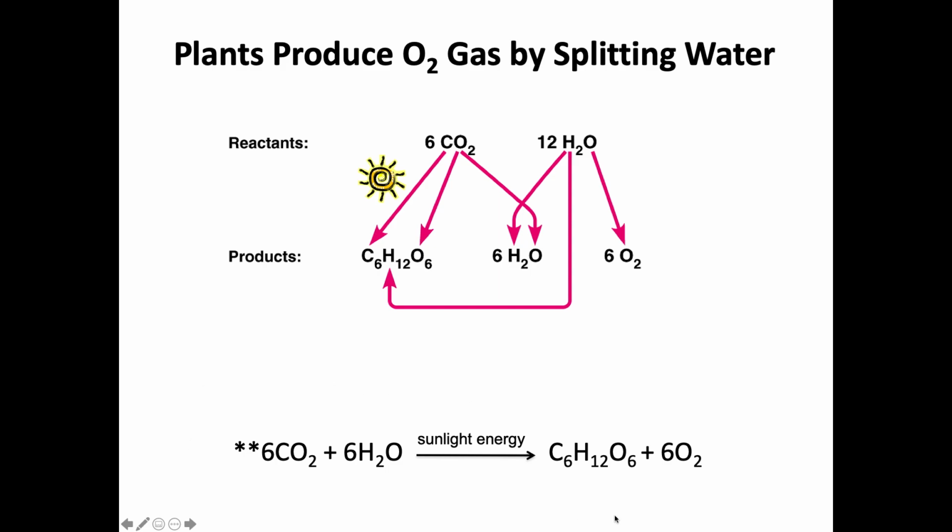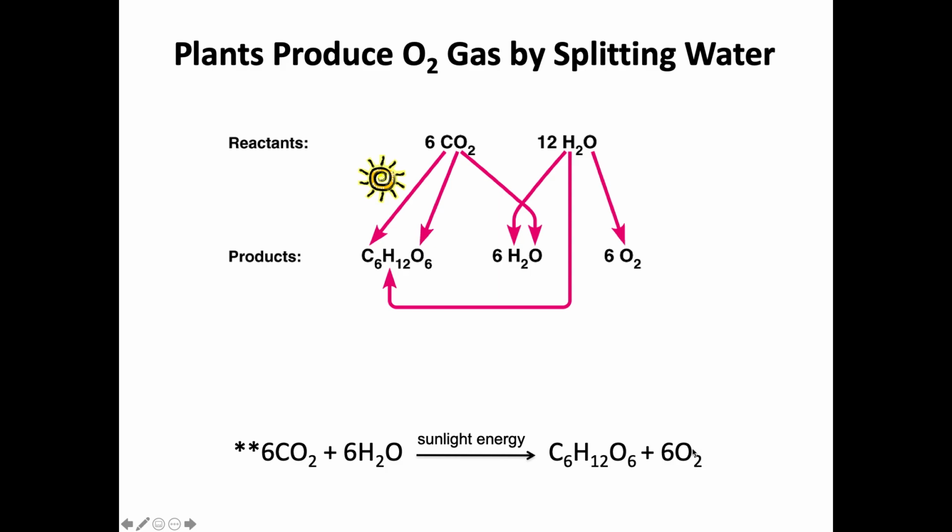This is a very important equation. If you remember the equation for cellular respiration, this is kind of the opposite. Here you have 6 molecules of carbon dioxide and 6 molecules of water, and of course we need sunlight energy. Photosynthesis will produce 1 molecule of glucose and 6 molecules of oxygen.